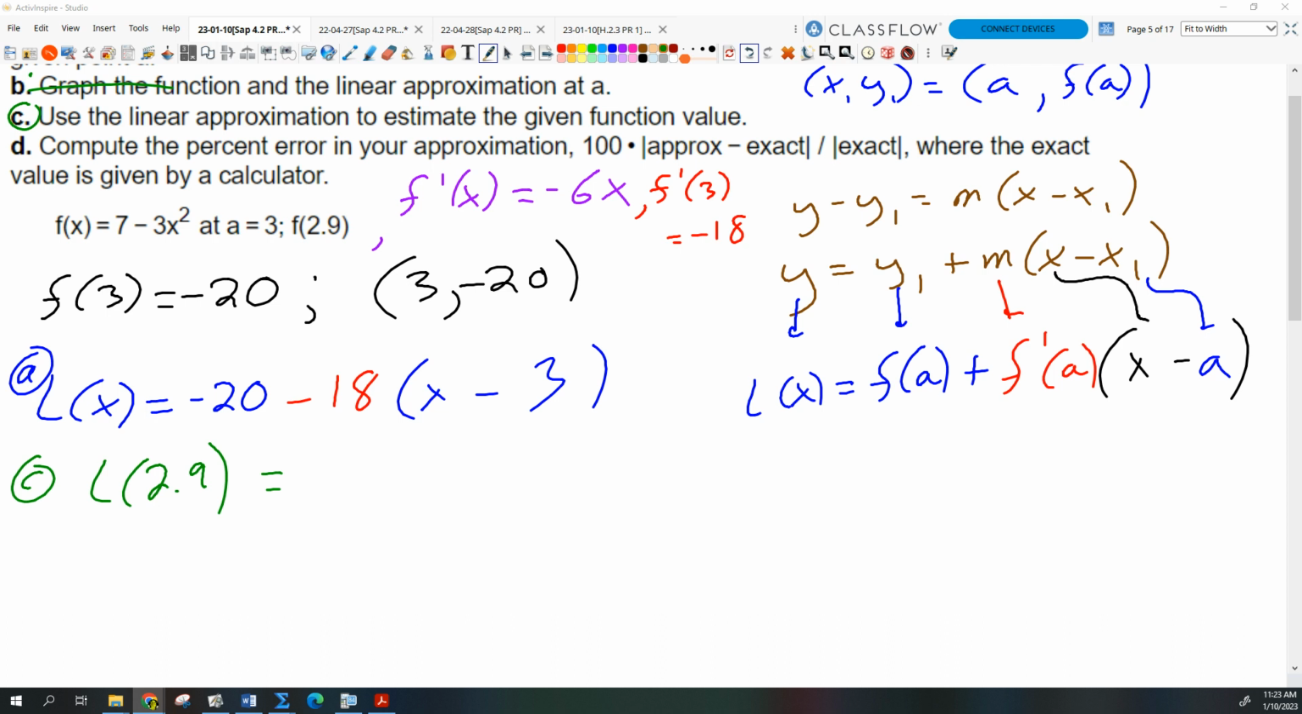Okay, what about part D? Compute the percent error in your approximation. Okay, so let's talk about that. Well, I guess we need to know what the output is then. So what does that give us?